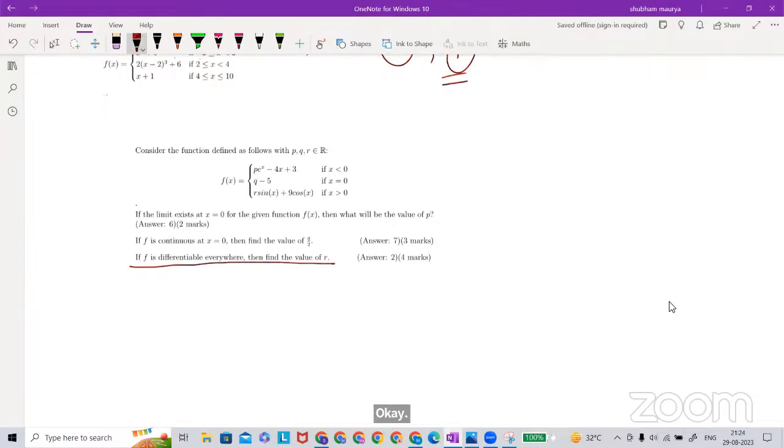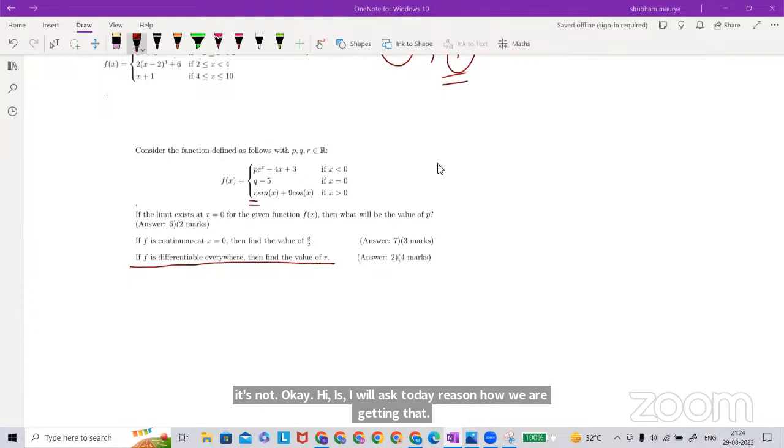So let's solve the problem for this one. For what value of r is the function going to be differentiable everywhere? Everywhere is what it is asking. Okay, r is going to be 2. Please, if you solve this one, I will ask the reason how we are getting that r is 2, p is 6. Okay, we'll see.